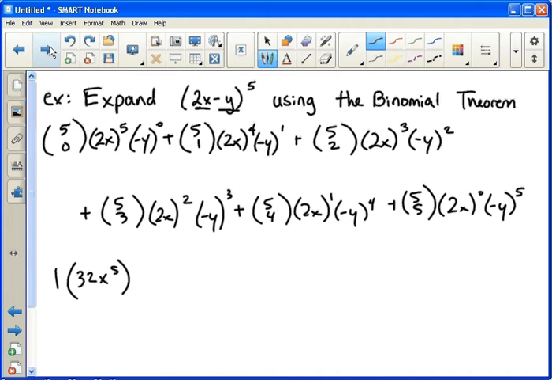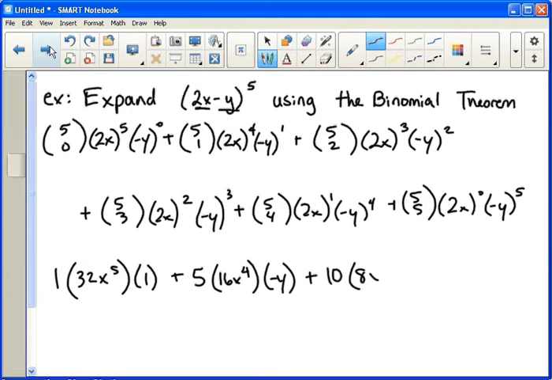Plus 5 choose 1 is 5. 2x to the 4th, so you have to raise the 2 and the x to the 4th power, so you get 16x to the 4th, and negative y to the 1st is just negative y. 5 choose 2 is 10. 2x cubed is 8x cubed. 2 cubed is 8, x cubed is x cubed. Now negative y squared, the squared cancels out the negative, so it's really just y squared.